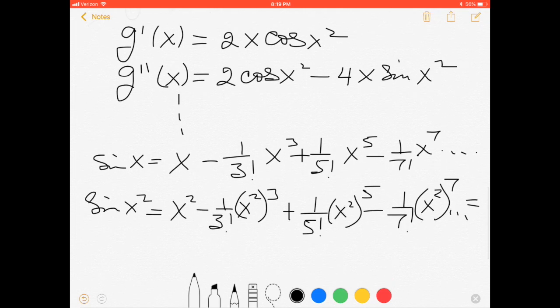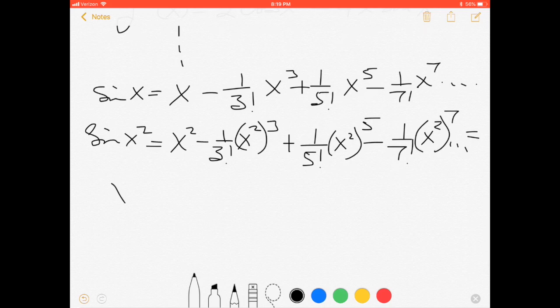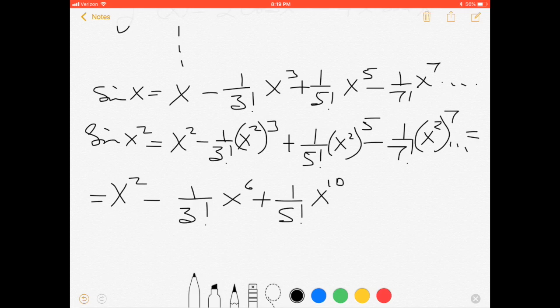It will be x squared minus 1 over 3 factorial x to the sixth plus 1 over 5 factorial x to the 10th minus 1 over 7 factorial x to the 14, and continue. Okay.